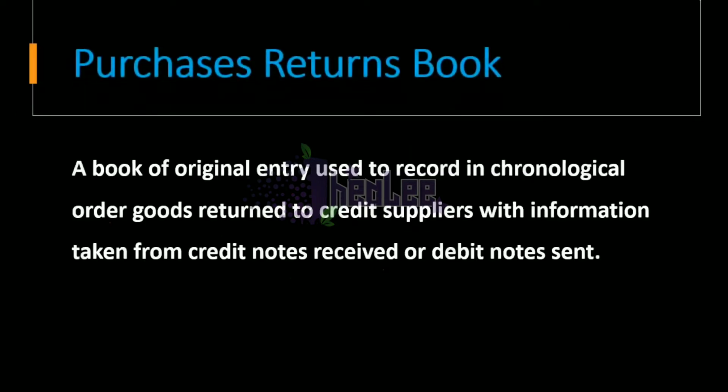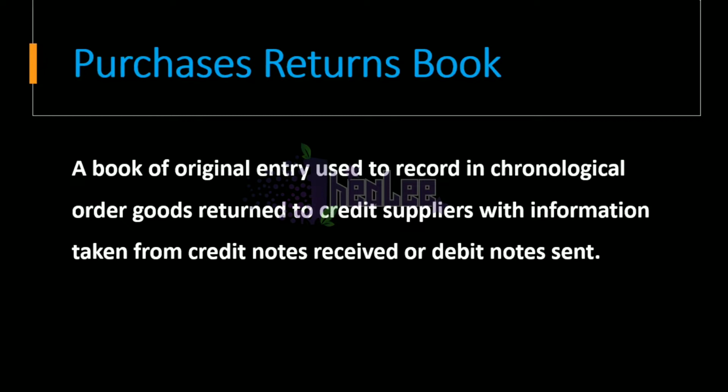Now, let's look at the purchases returns book. It is a book of original entry used to record in chronological order, meaning by date, in order, goods returned to credit suppliers with information taken from credit notes received or debit notes sent. So that would be to the credit suppliers, meaning that you have purchased goods without paying for them. And now you're returning them for whatever reason. Once they are returned to the suppliers, then that must be classified in the purchases returns book. So you make a note of that in that book.